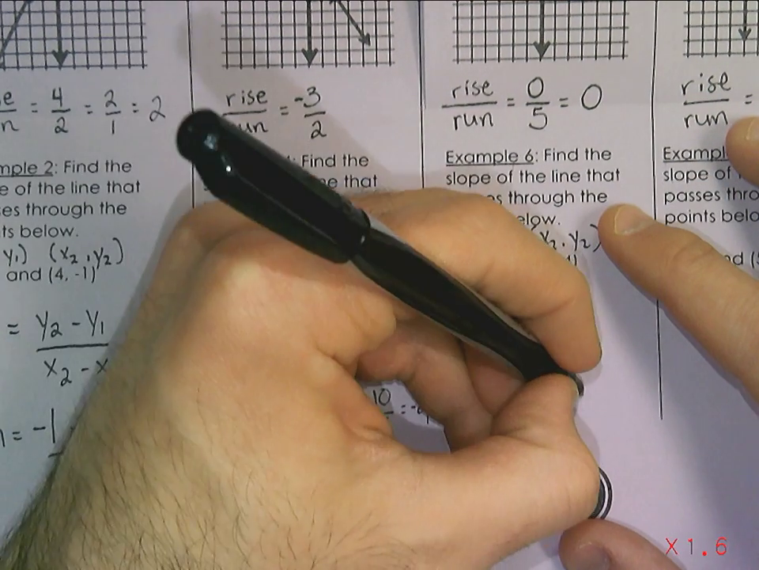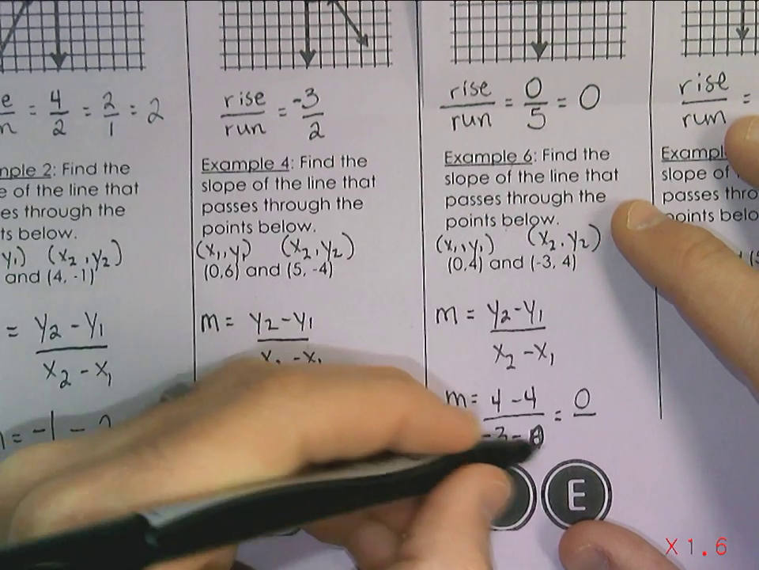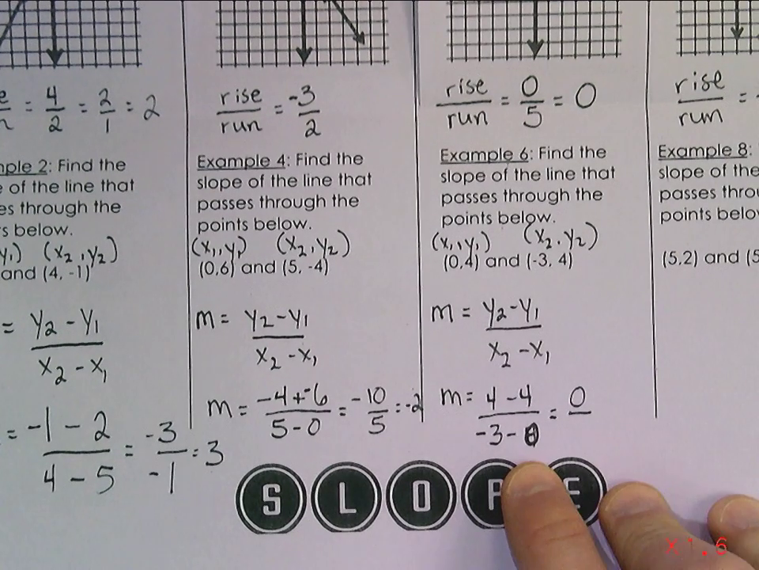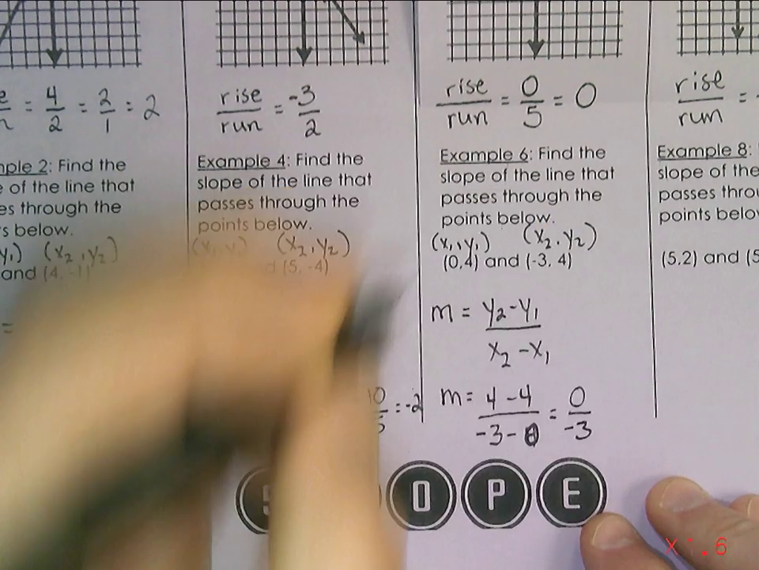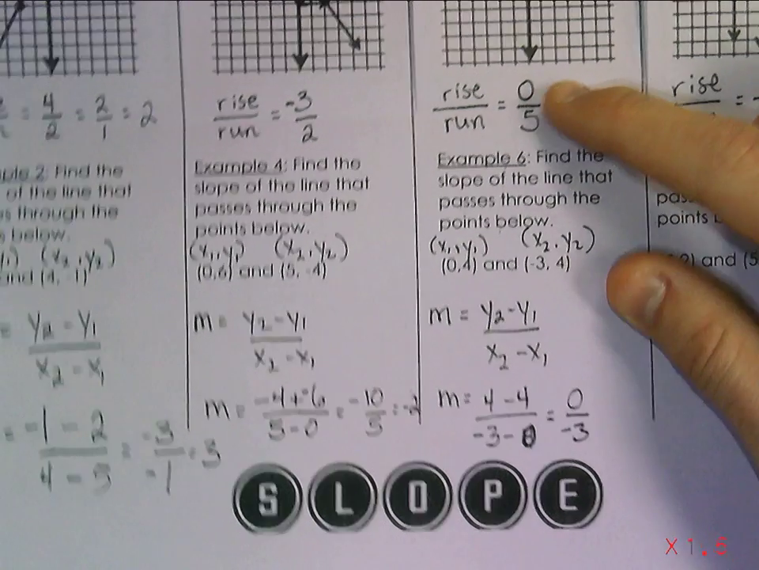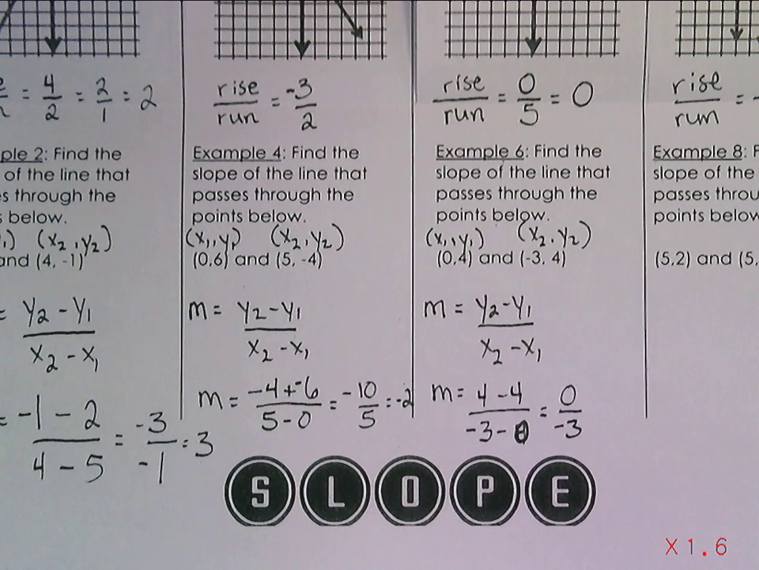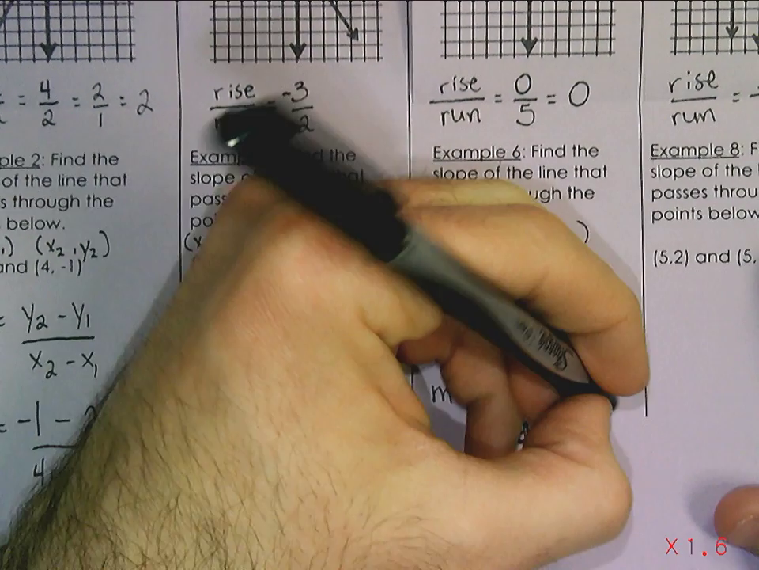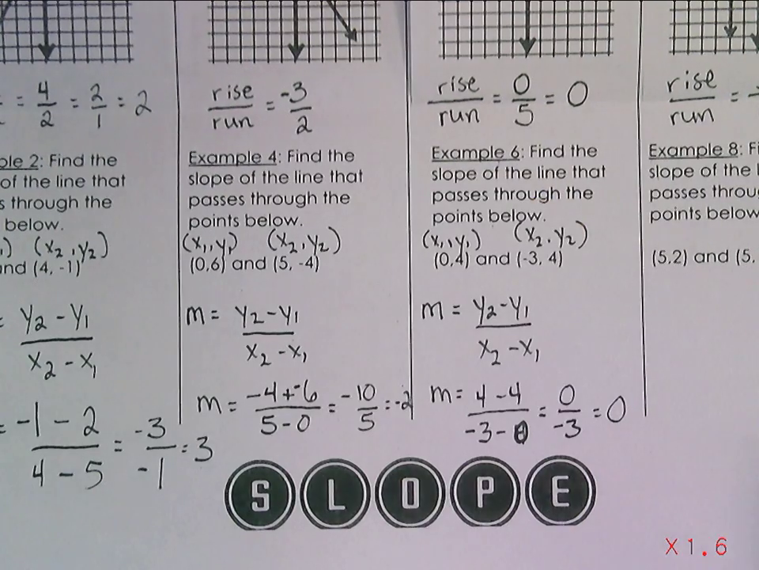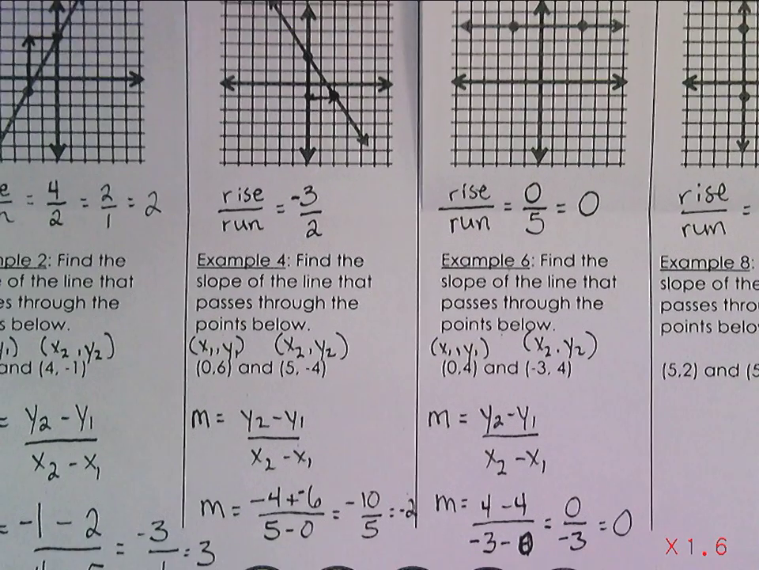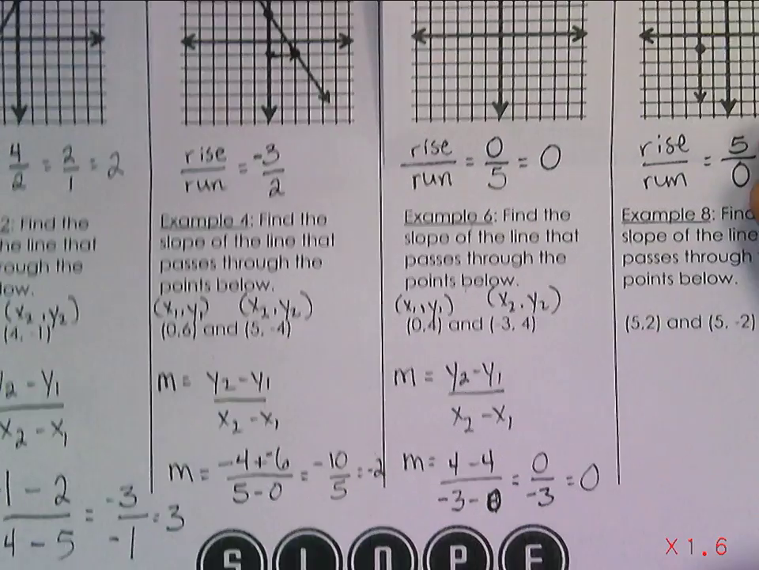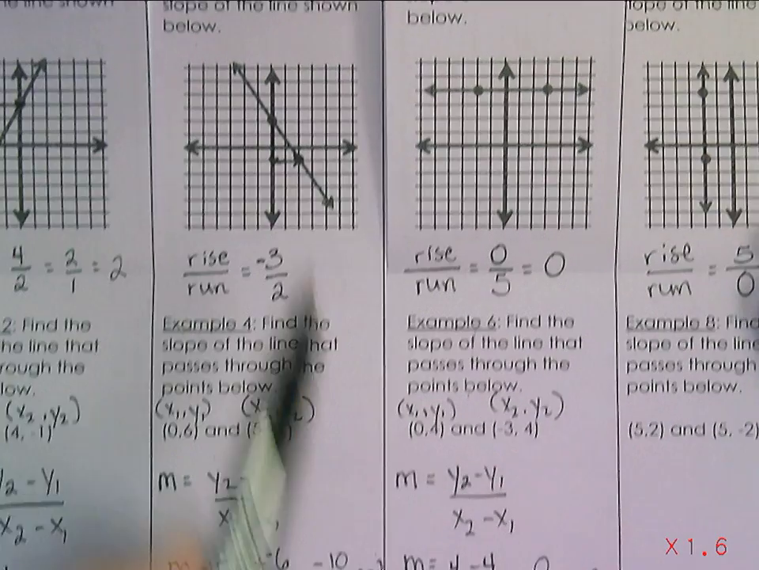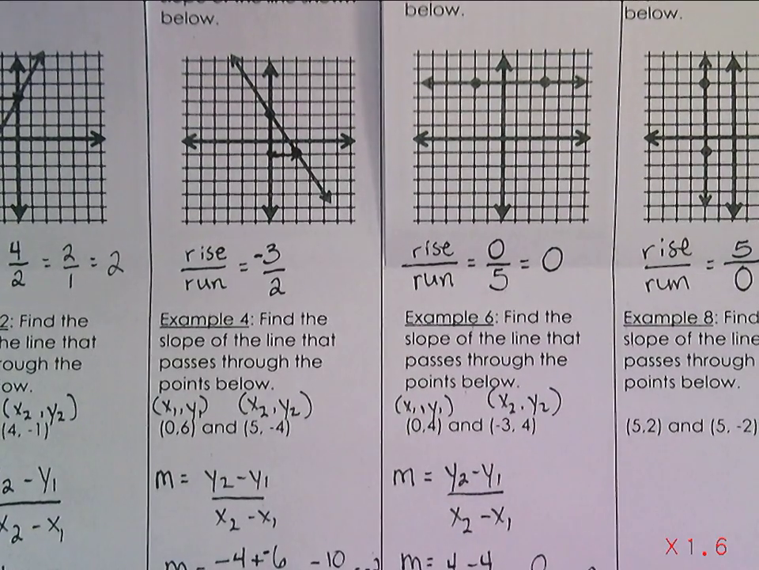4 minus 4 is 0. Negative 3 minus 0 is negative 3. Like I said, we should end up with a 0 in the numerator. If you ever have a 0 in the numerator, your slope is going to be 0, or your answer in that case will be 0. So this would be another horizontal line, kind of like it's represented up here. You'd have a horizontal line.